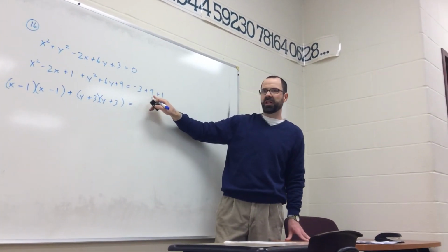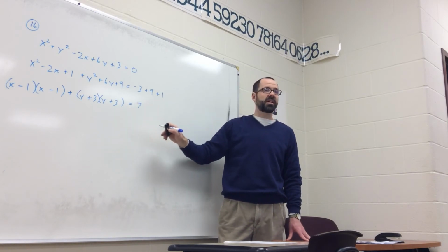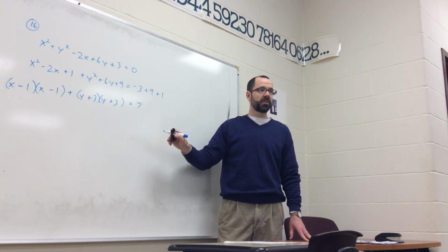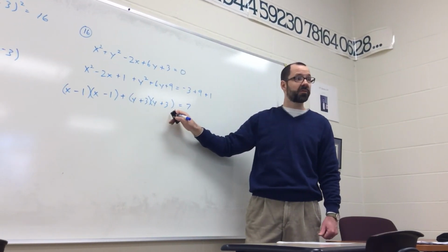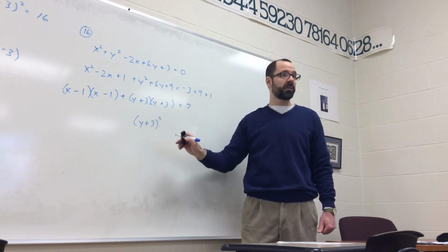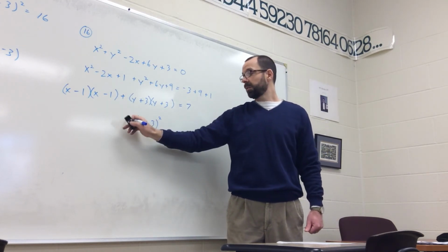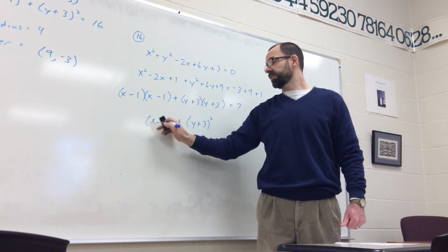Then this side adds up, 9 plus 1 is 10, 10 minus 3 is 7. So that side comes out to 7. Okay, so now this is y plus 3 times itself. That's y plus 3 squared. And this is x minus 1 times itself. So that's x minus 1 squared.